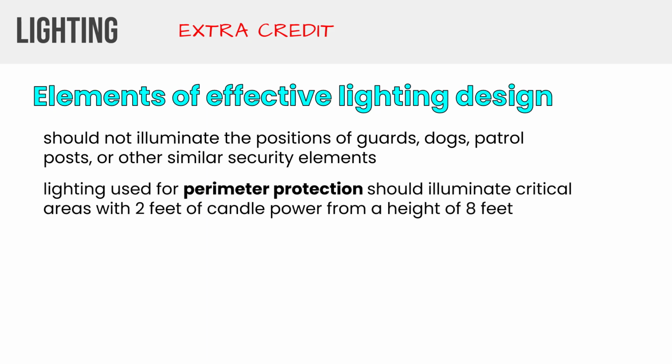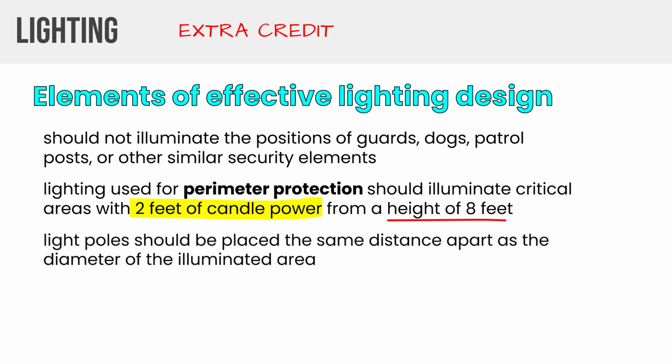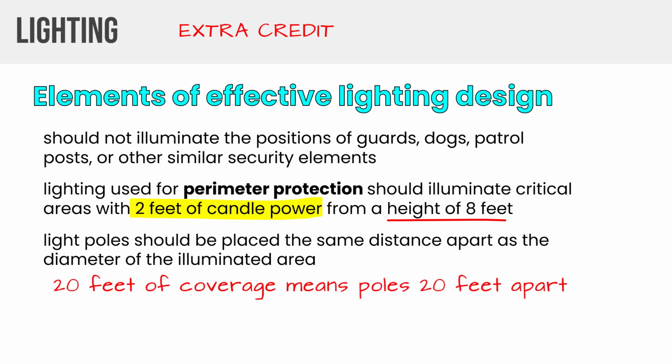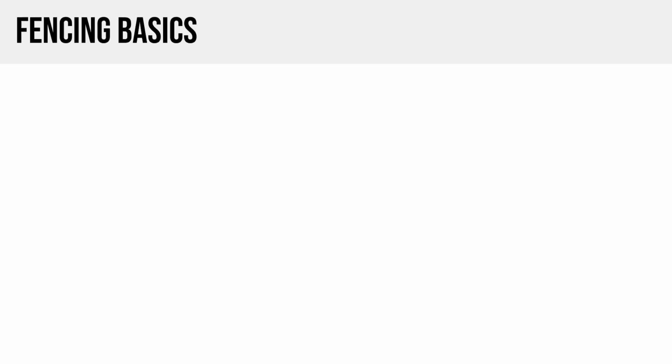Lighting used for perimeter protection should illuminate critical areas with 2 feet of candle power from a height of 8 feet. And light poles should be placed the same distance apart as the diameter of the illuminated area. So 20 feet of coverage means poles 20 feet apart.